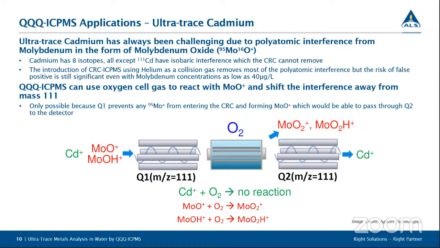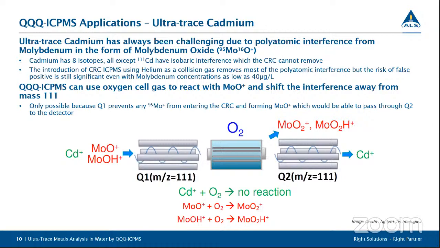Using helium in a collision cell removes most of the polyatomic interference from cadmium-111. But as we'll see on the next slide, the risk of false positives due to polyatomic molybdenum oxide is still significant, even with relatively low molybdenum concentrations.